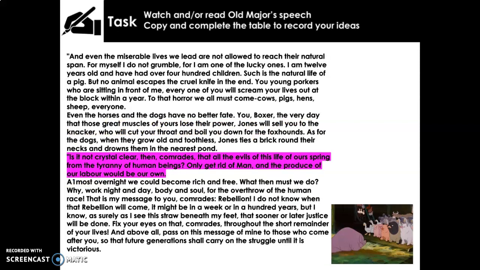And even the miserable lives we lead are not allowed to reach their natural span. For myself, I do not grumble, for I am one of the lucky ones.